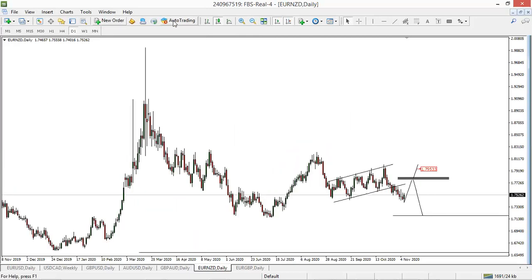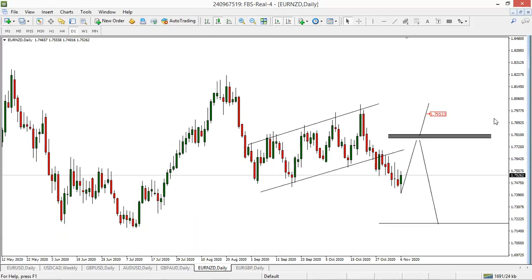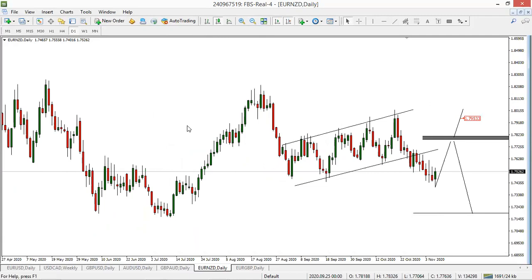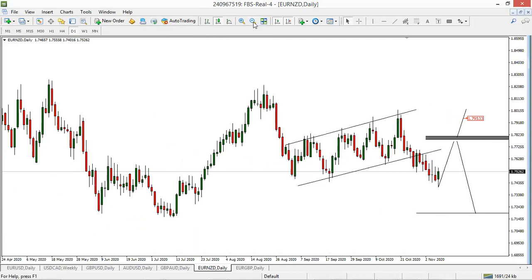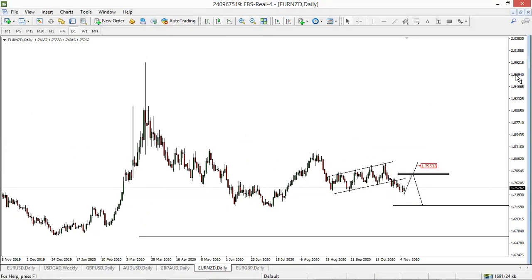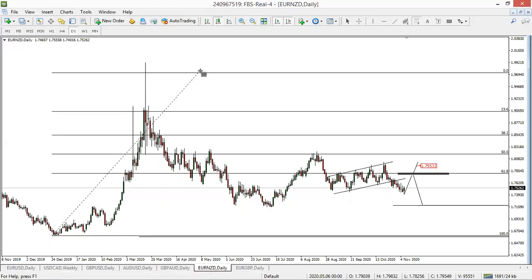So breaking that same chart down to the daily level, you can see what's happening here. Price bounced off of this 61.8 level. Let me mark that out for you to see.